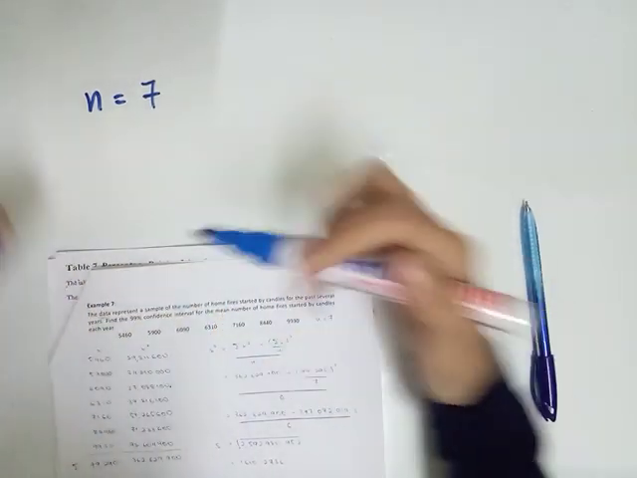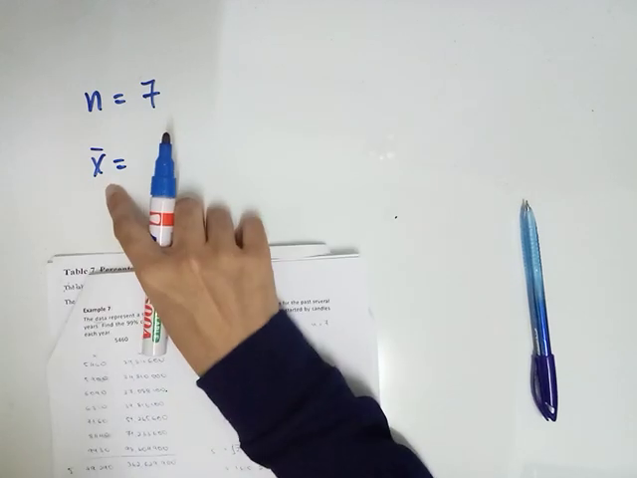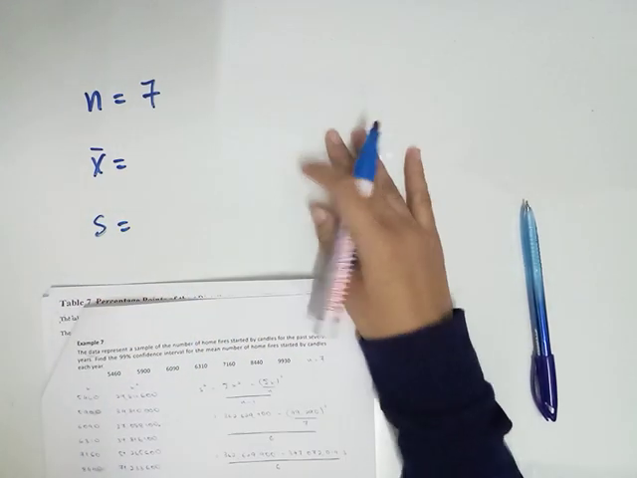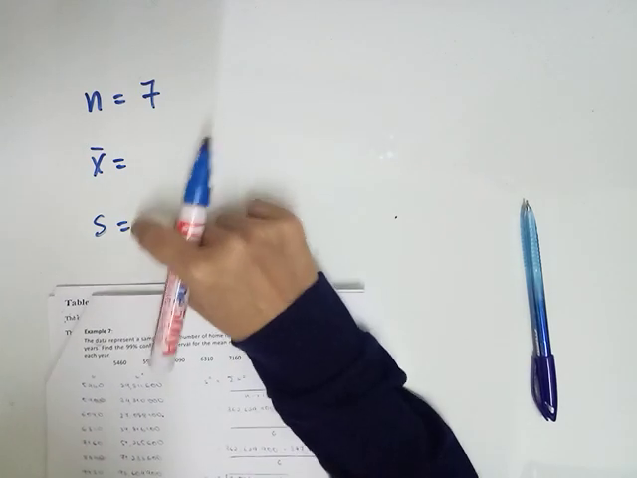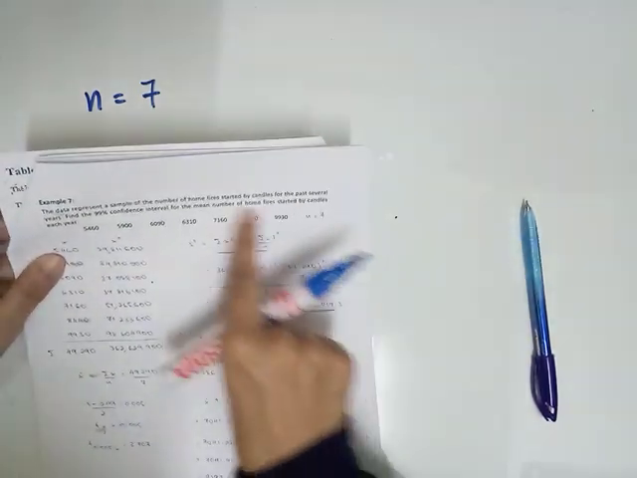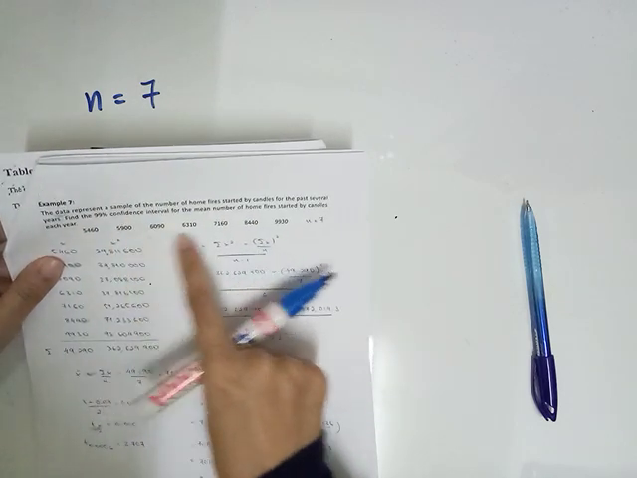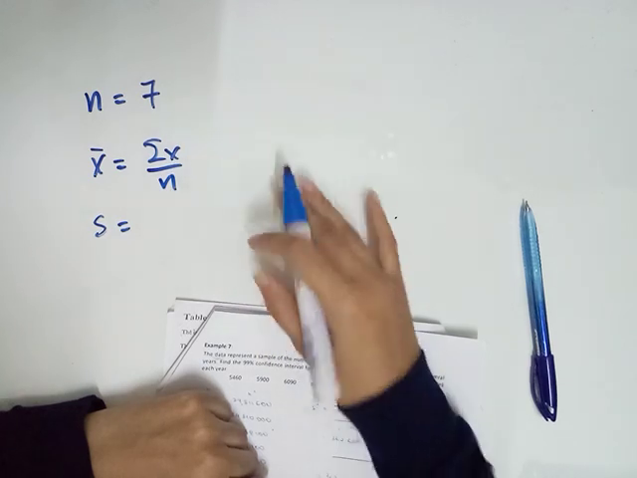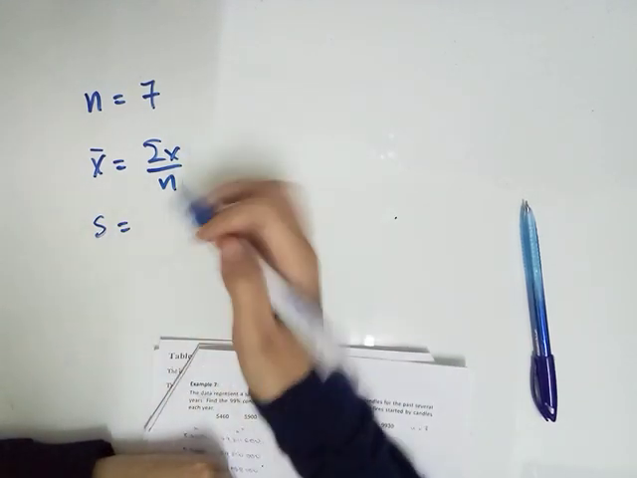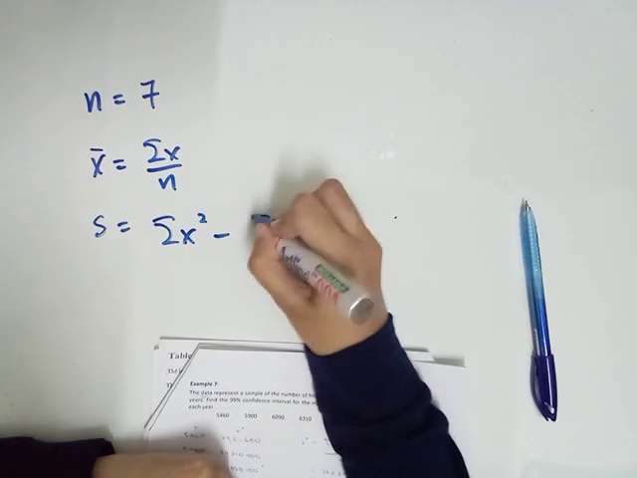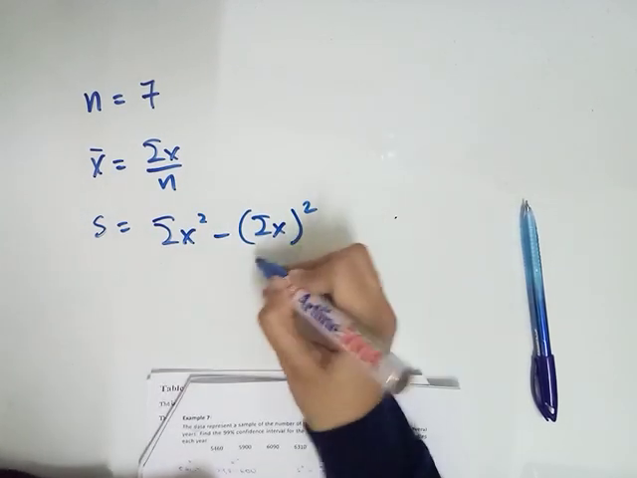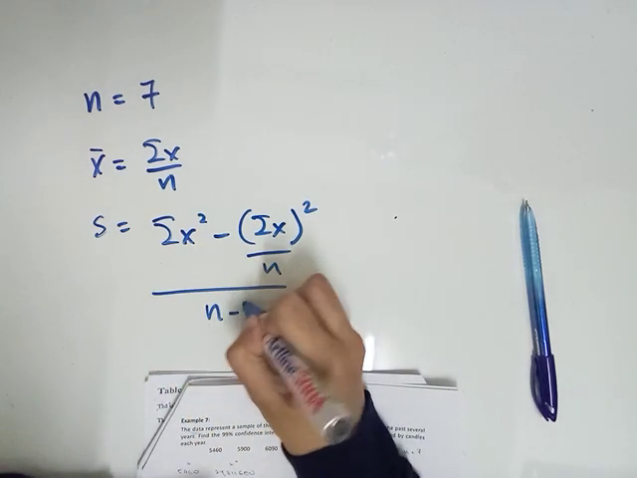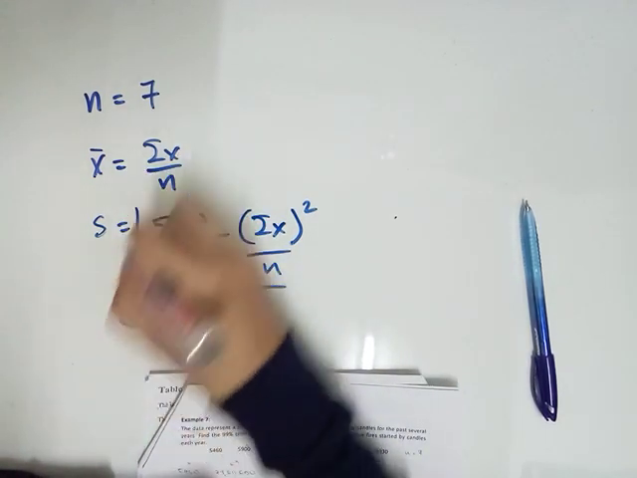But they did not give the sample mean and the standard deviation of the sample. So we need to find these by using the data they have given. So how to find the sample mean? We have to use the formula total x divided by n, the sample size. How to find the standard deviation? Total x squared minus (total x) squared divided by n, and then divided by n minus 1. For the standard deviation, we have to take the square root.